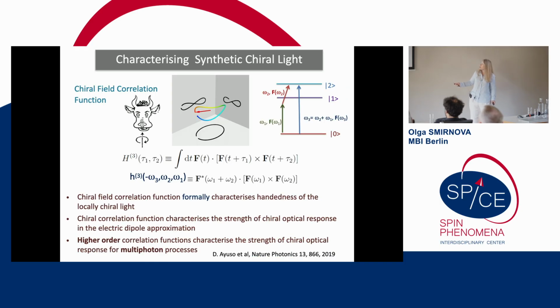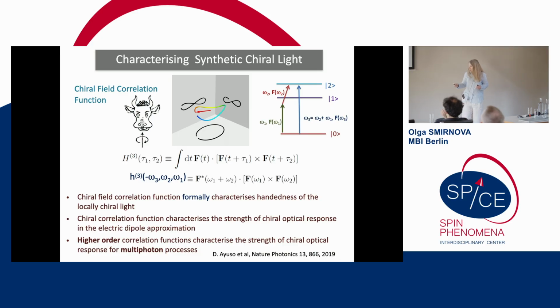Of course, once you come up with this idea of local chirality, you also need to come up with the idea of how to characterize it. And here, cows really help because you can form a triple product. How? You take a snapshot of electric field vectors in 3 different moments of time. And then you form a triple product.